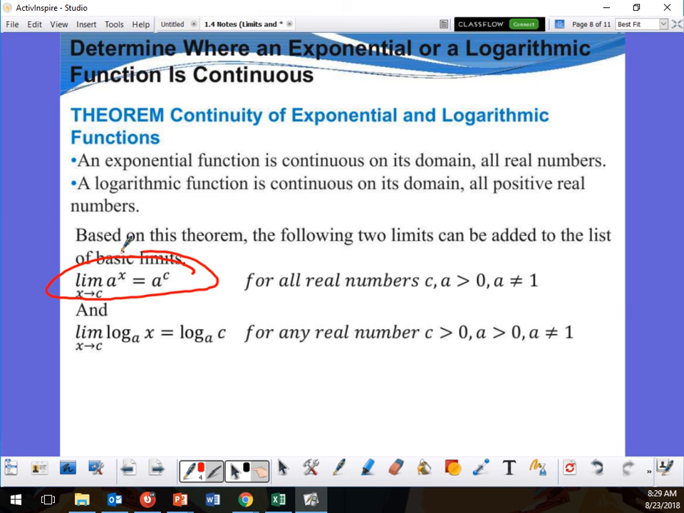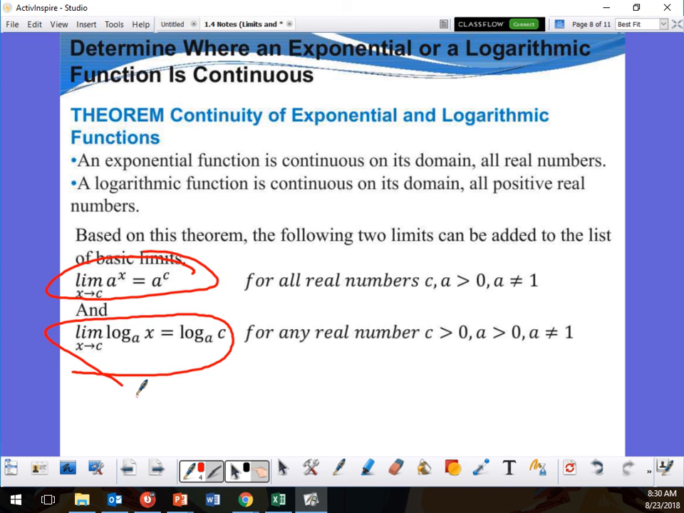continuous on all real numbers, where a is going to be greater than 0 and a cannot equal 1. So, what that is saying is this is basically just plugging in c here, all real numbers c, and a has to be greater than 0. Okay, no negative numbers on that one. It's going to mess it up. So that's its domain, where a is greater than 0, but x is all reals.